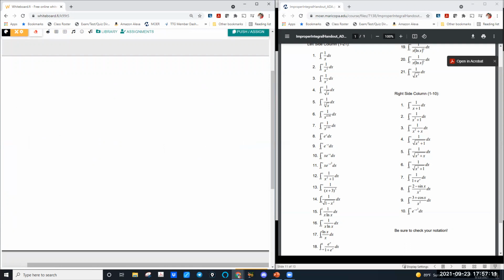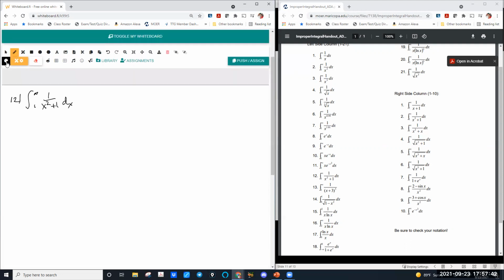Let's do number 12. 12 is a cool one on the left-hand side. Now, first thing I'll point out about number 12. If all we had to do was show whether it's convergent or divergent, this would be a great one to use the comparison test on because it's really easy to show this is less than 1 over x squared. But I want to actually count. This is one we can actually calculate. So let's do that. And then we'll see how we can use it in a comparison with one on the right-hand side.